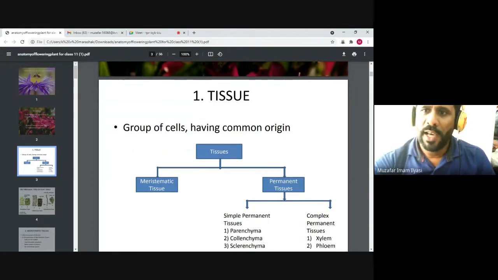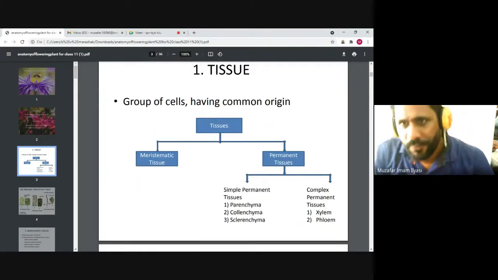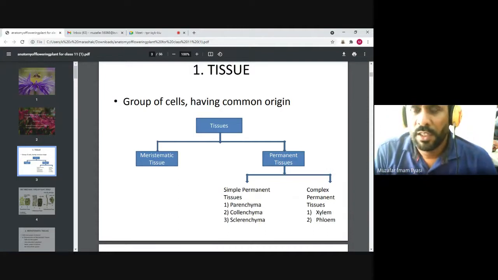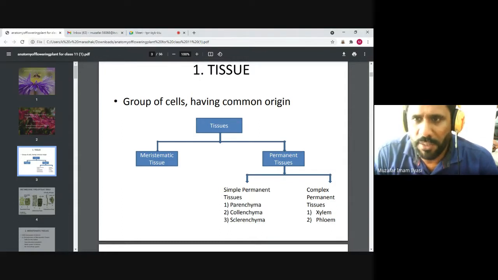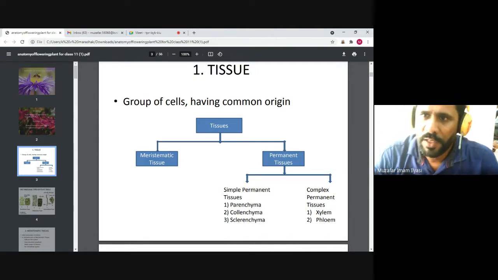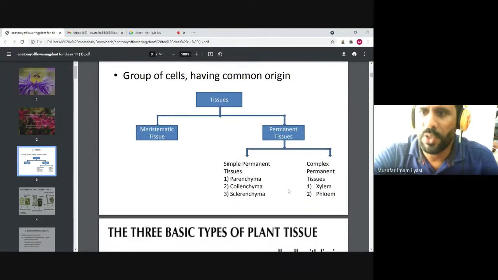A group of cells having a common origin is called a tissue. We will talk about the tissues of plants, so they are called plant tissues. First, they may be divided into two heads: meristematic tissue and permanent tissue. Permanent tissues may be divided again into simple permanent and complex permanent. Simple permanent tissue consists of parenchyma, collenchyma, and sclerenchyma. On the other hand, complex permanent tissue comprises xylem and phloem.